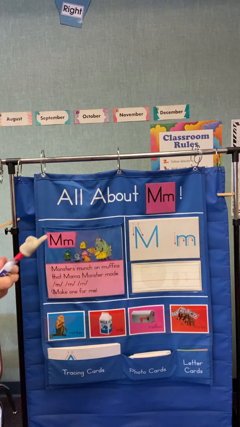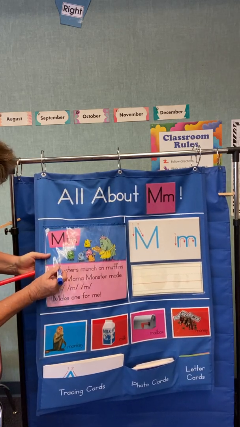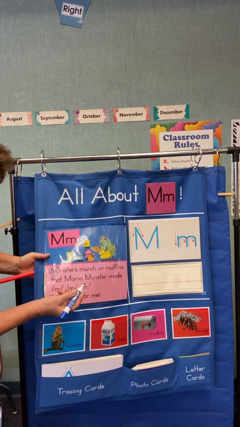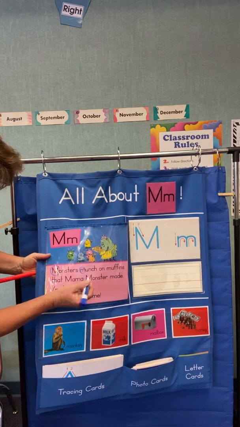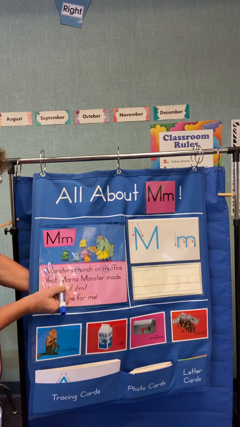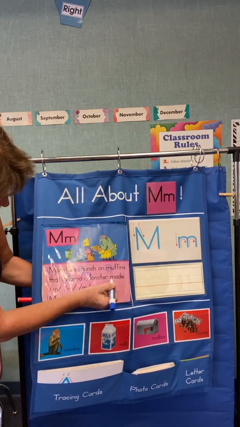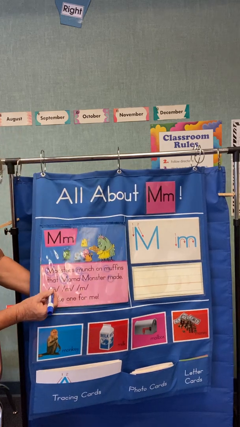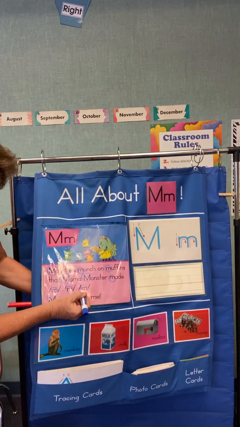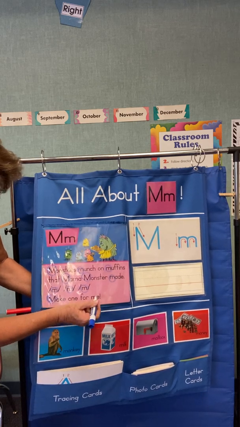Now, if we were in the room, I would have whoever my helper of the day is come up and circle all the M's in the poster. I might not do it all the time, but I see an M in monster. I see an M in munch. I see an M in muffin. Okay, and then I go down to the second row. Oh, here's another Mama Monster made. And then I go ahead and circle M, M, M. The sound is M, and then make one for me.